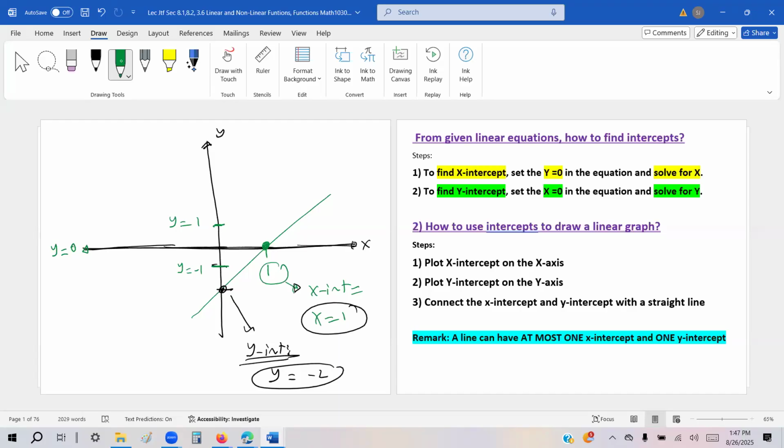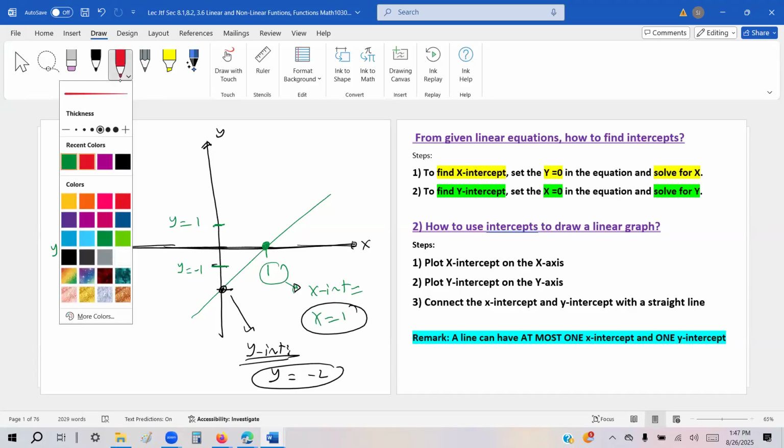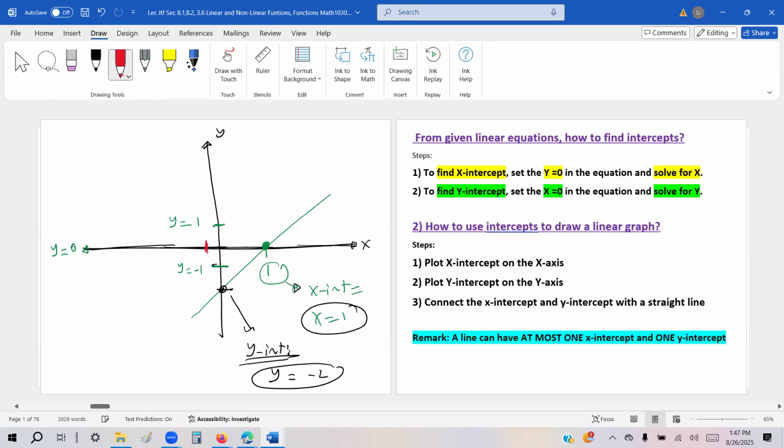X value is 1, and what's the y value there? 0. So for every x-intercept, you get x equals a number, but your y is 0. Similarly, if I tell you that here we have x equals -1, x equals -2, here we have x equals +1, here we have x equals +2, then exactly on the y-axis, how much is your x?